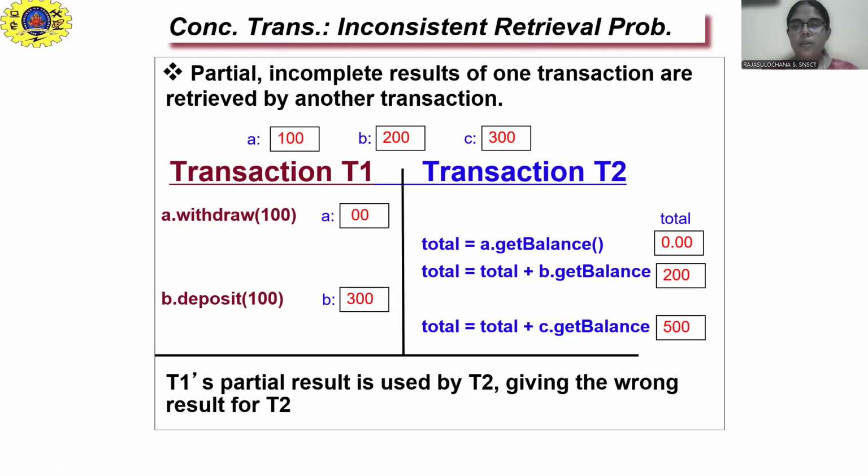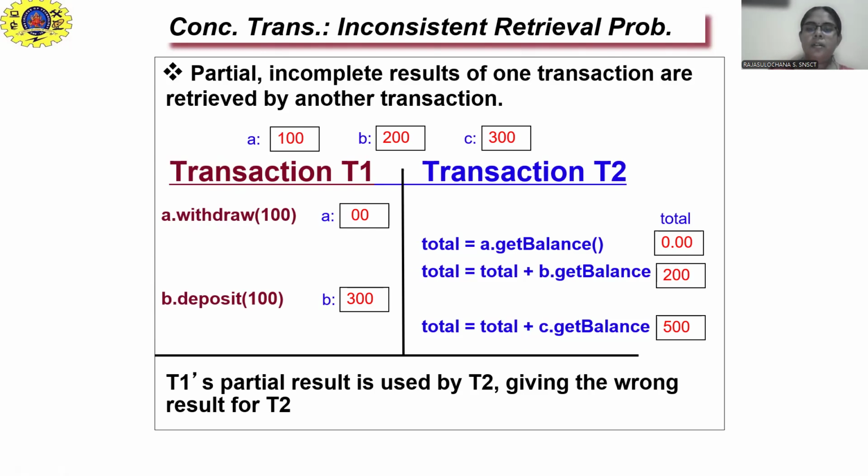Now transaction T2 reads the balance from A. What will be the balance? It is 0 rupees and it is updated in the total. Now again transaction T2 reads the balance from account B. Initially the balance of account B is 200 rupees. When no other update is made to it, it reads the balance as 200 rupees. Now the total is 200. Now transaction T1 is depositing 100 rupees in B. Initially it is 200 rupees. After depositing 100, it becomes 300.